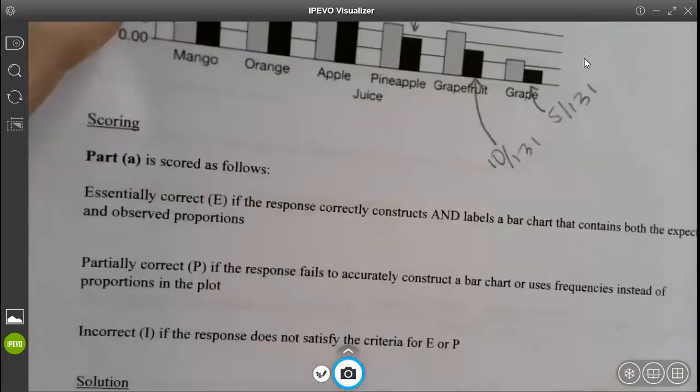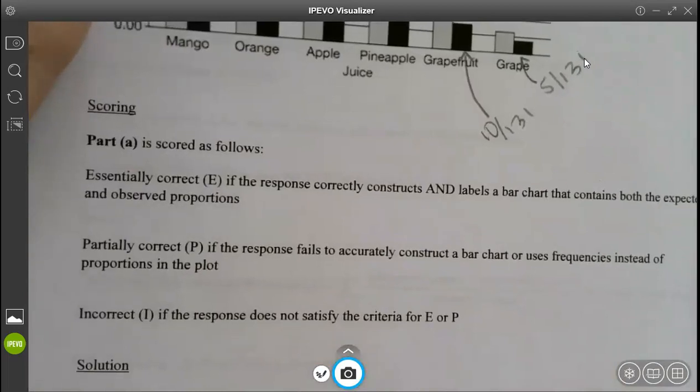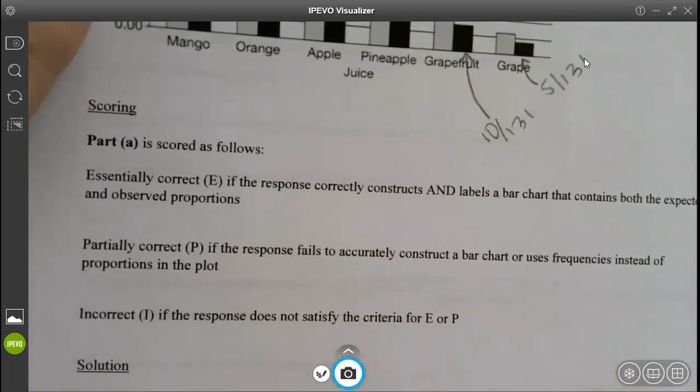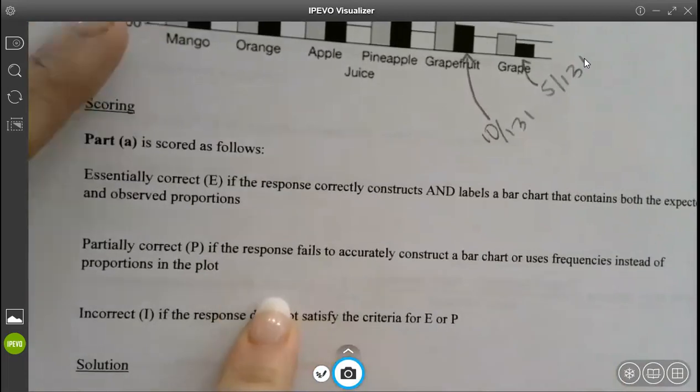So I want to show you too how they score it. It says it is essentially correct, which is your highest score, if the response correctly constructs and labels. So if you don't label it, but you make a great bar chart, you drop down here. You see what I'm saying? That's the difference in a 4 and less. Got it?